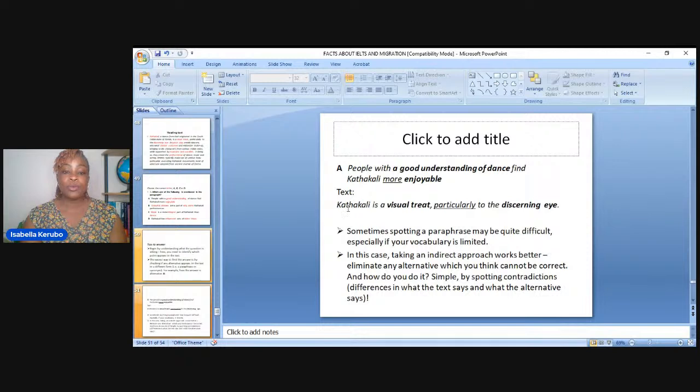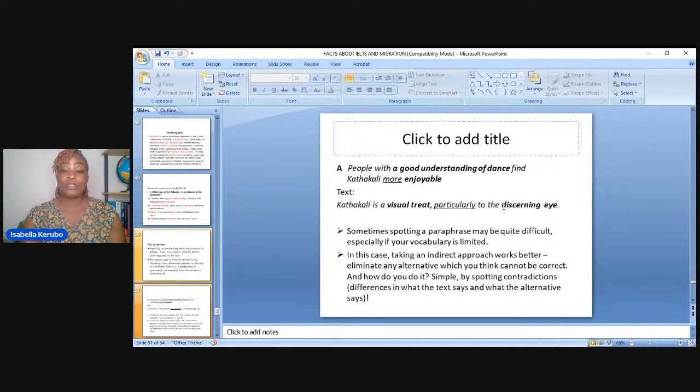In the text, this is what it said. Kathakali is a visual treat, particularly to the discerning eye. If you look at this answer, there is a lot of paraphrasing or use of synonyms. The words that are in bold here: a good understanding of the dance. But when you come to the text, we read something about discerning. So here, it's all about how good your collection of vocabulary is.